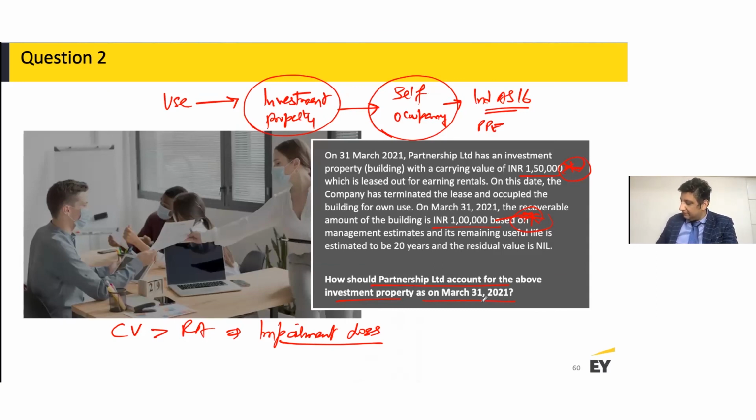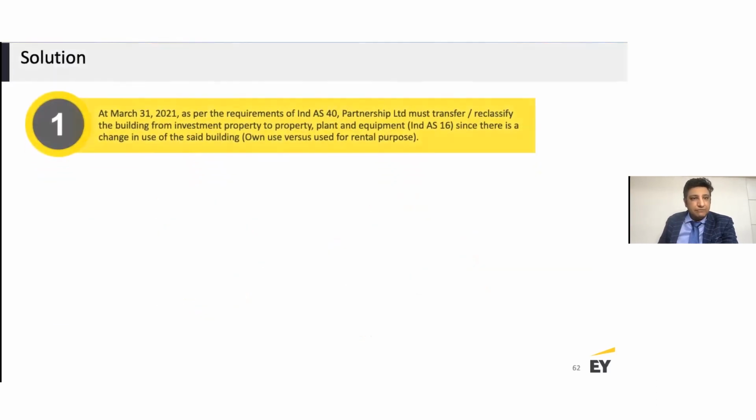So if I go back to the requirement of the question, this is the way we do the accounting. The first step is to move it from the investment property category to property, plant, and equipment. The second step is we recognize, of course, the impairment loss. We also need to measure going forward, right? The going forward depreciation for this building is going to be 5,000 rupees every year. All right. Let's have a look at the formal solution.